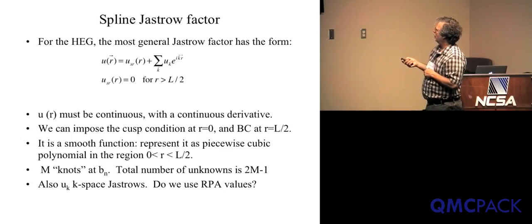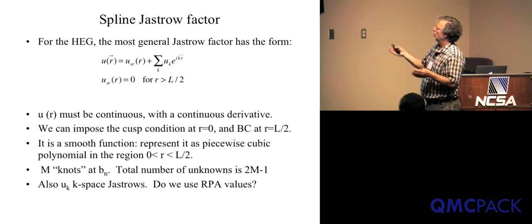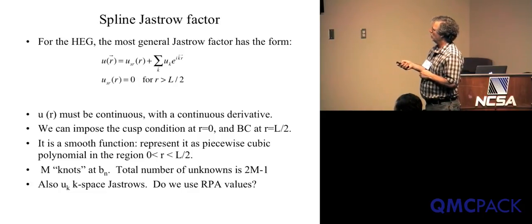So if you have m knot values, the total number of unknowns is 2m minus 1, and those are basically your variational parameters. So that's an arbitrary function, and your Jastrow would have, if you have 10 knots, maybe 20 parameters. Then you can also add a long-range piece like this, where this k is restricted to be in the reciprocal lattice of the supercell. These are what we call the long-range Jastrow, and we might fix those with an analytic argument, or we might consider them as variational parameters, so you would try to optimize that.